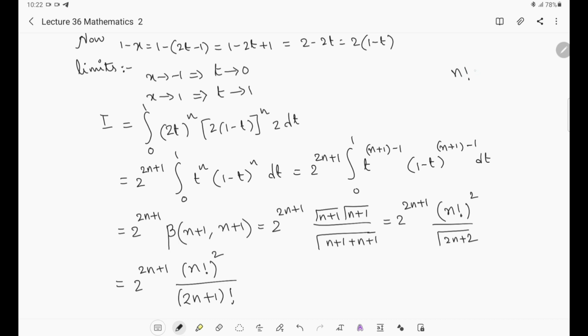Actually gamma n can be written as (n minus 1) factorial. This is the basic formula, and 1 has to be reduced. That is what I am doing here. Here I am reducing 1, then I will get n factorial. Here I am reducing 1, then I will get 2n plus 2 minus 1, so (2n plus 1) factorial. So this will be the final and required answer, which is 2 power 2n plus 1 times n factorial whole square by (2n plus 1) factorial.